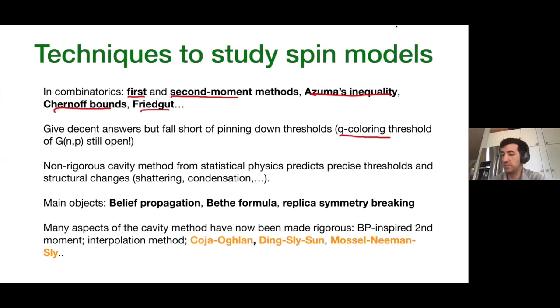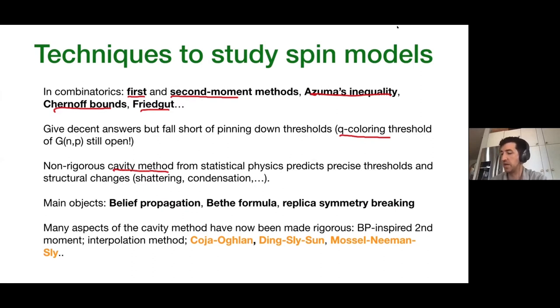And there's some pretty good reason that these are still unsolved. That is because the answers, or at least our conjectures, come from a completely different field. This is the cavity method from statistical physics, a non-rigorous method that predicts very precise thresholds and structural changes. Perhaps you've seen this picture of the solution space shattering and then condensing, and maybe a talk by Amin Coja-Oghlan or someone like that.